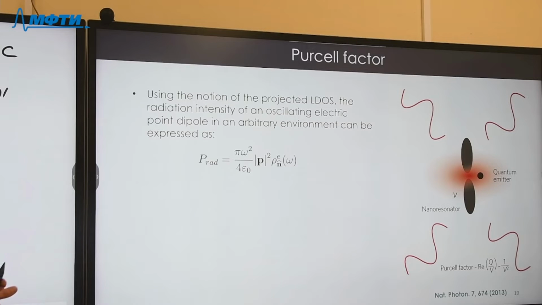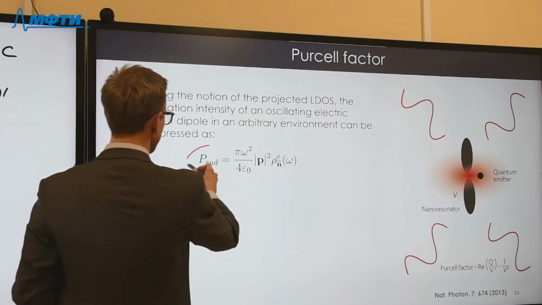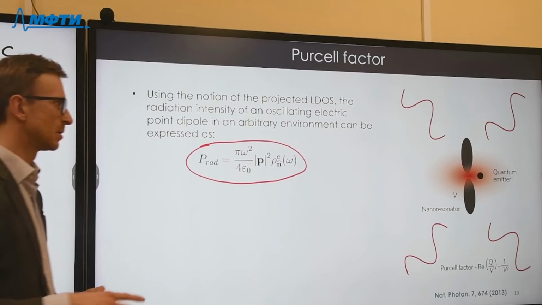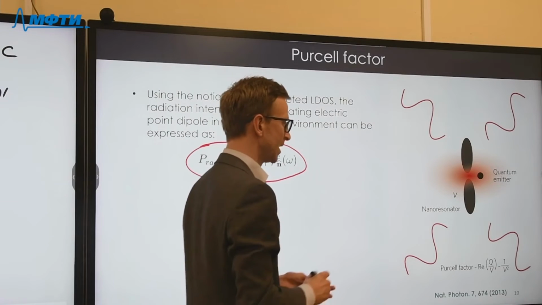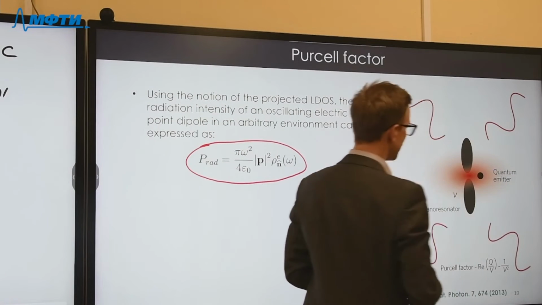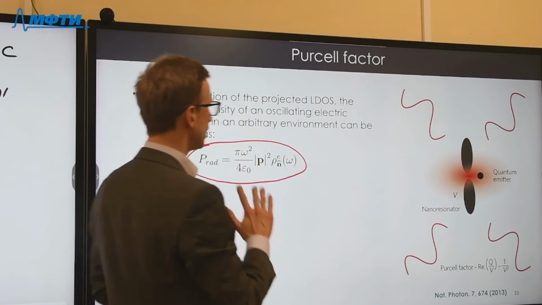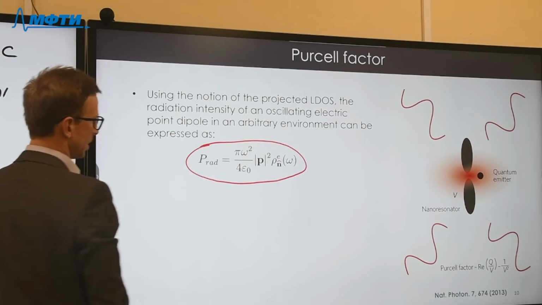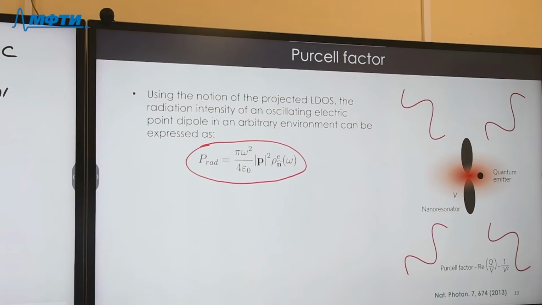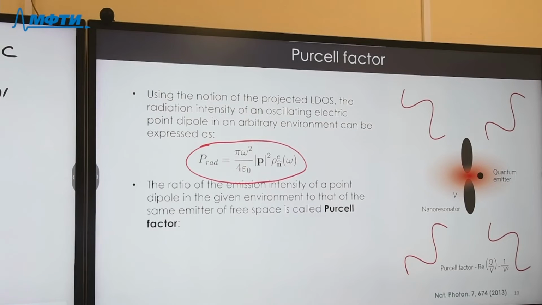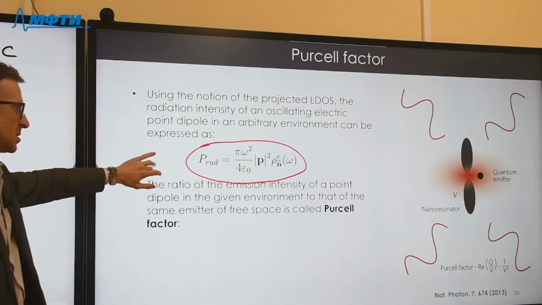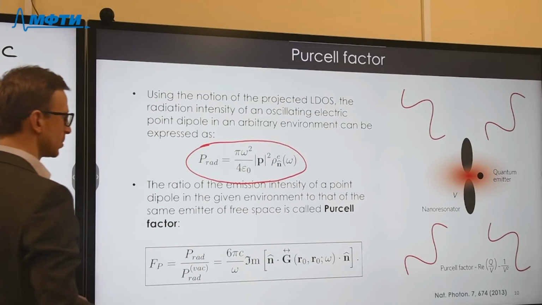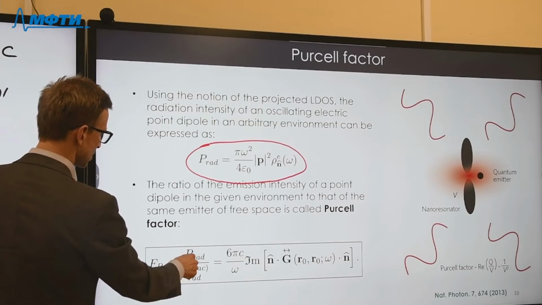So let us write once again the expression for the emission intensity of a point dipole in an arbitrary environment. For example, consider some quantum emitter, a point dipole, located close to a nano-antenna, a nano-resonator, anything. And using this expression, let us calculate the resulting emission intensity of the dipole. And now the ratio of that emission intensity to the emission of the same dipole in free space is called the Purcell factor. So we calculate this.